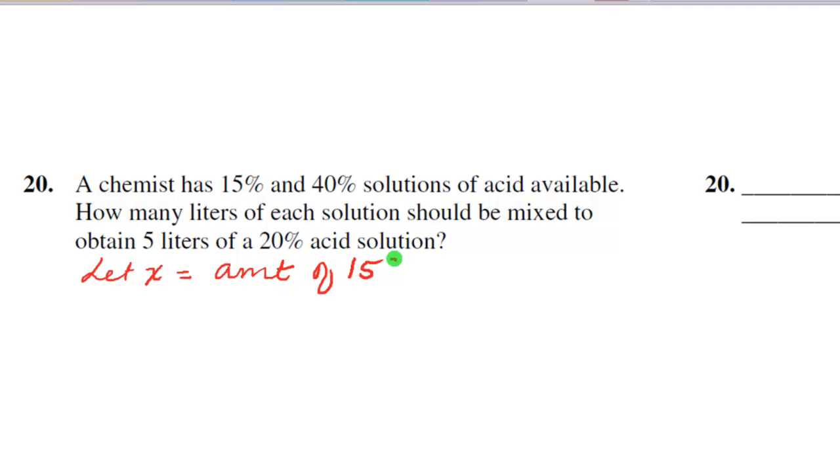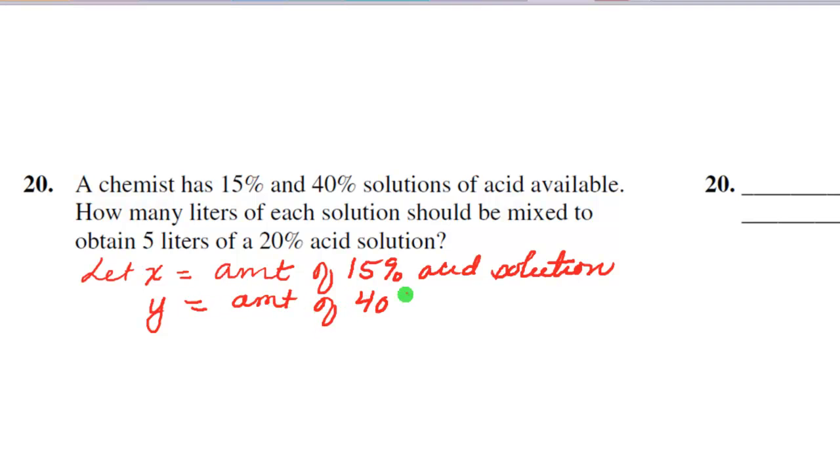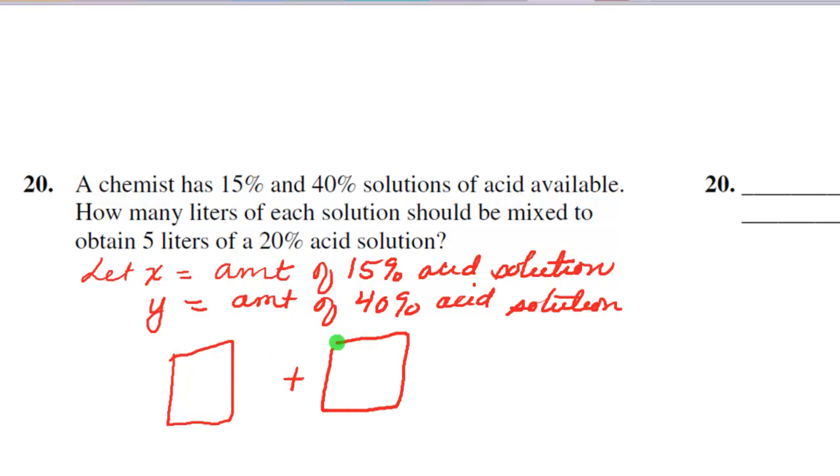So we're going to let x be the amount of 15% acid solution, and then we'll let y be the amount of 40% acid solution. So these are the two solutions that we're mixing together to get to the 20% solution. Let's go ahead and draw little boxes because that really does help. It gives you a little visual of the problem. Actually, I call these my beakers, but they kind of look like boxes.